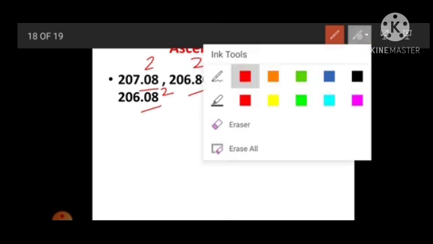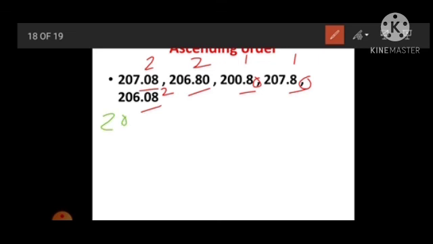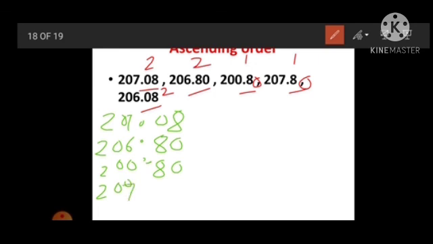Okay, now we will write 207.08, 206.80, 200.80, we add 0, 207.80, and 206.08. Now these are like decimals. Now ascending order means what? Smallest to biggest. This one is the smallest number, 200.80, because we compare the whole numbers. So the smallest whole number is 200.